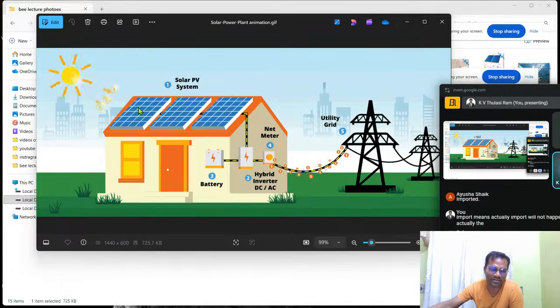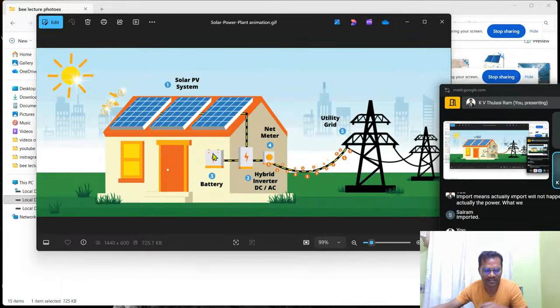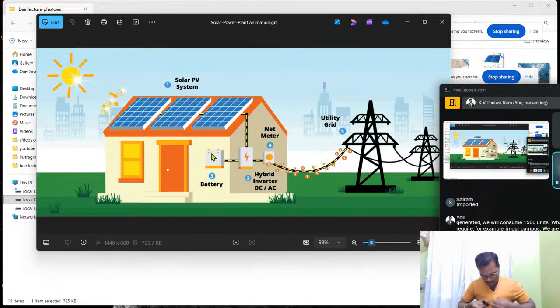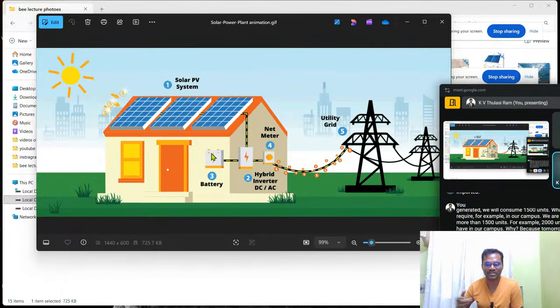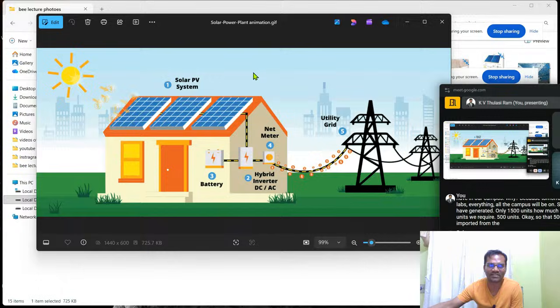Actually, the power we generated, we will consume 1500 units, what we require. For example, in our campus we have more than 1500 units, say 2000 units. Why? Because tomorrow all the labs and the whole campus will be on. So we have generated only 1500 units. How many extra units do we require? 500 units. So the 500 will be imported from the grid, and that's how it works.